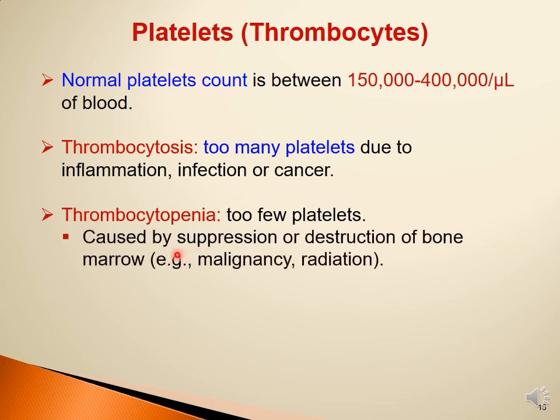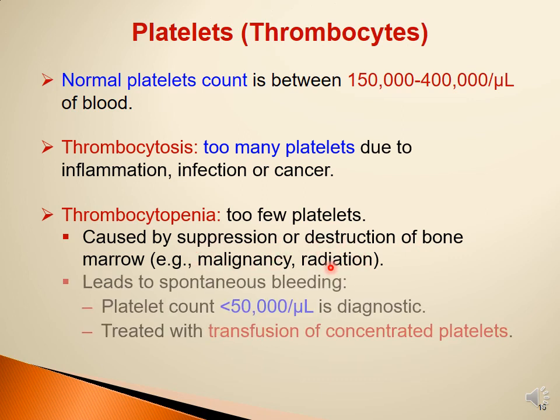It is caused by suppression or destruction of bone marrow, like in malignancy or after receiving radiotherapy. The low platelet count leads to spontaneous bleeding because these are the cells that are important for thrombus formation. So a decrease in their number can lead to spontaneous bleeding. And this is especially true if we have a platelet count less than 50,000 per microliter, and this count is diagnostic for severe thrombocytopenia.